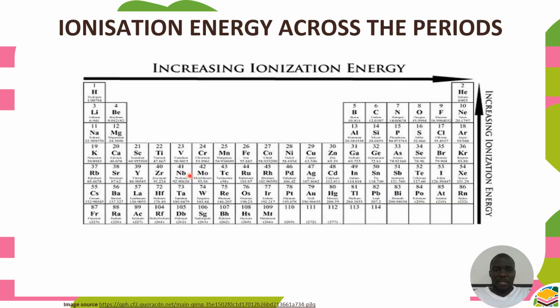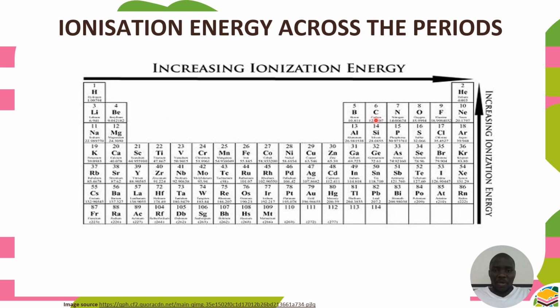So let us look at ionization energy across the period. When we are talking about across the period, we are referring from left here to right. As we take period number 2, we have lithium, beryllium, boron, carbon, nitrogen, oxygen, fluorine, and neon. These have the same number of energy levels, which is 2. The difference amongst them is the number of electrons in their outermost energy level.